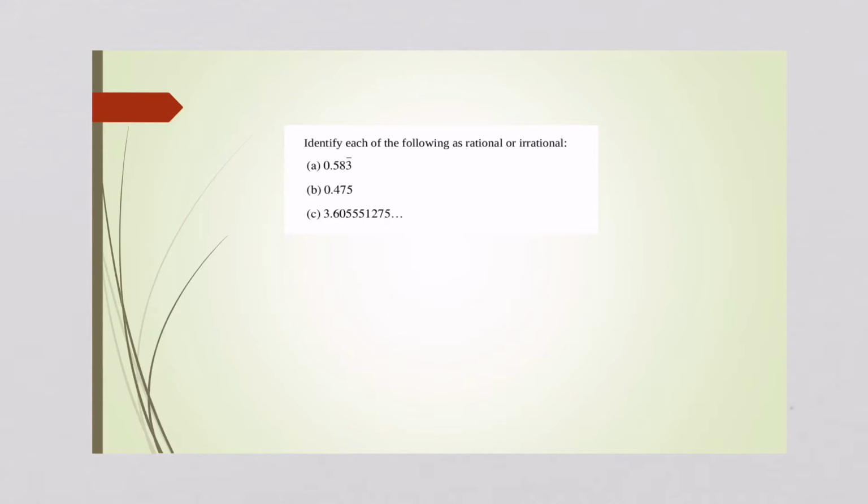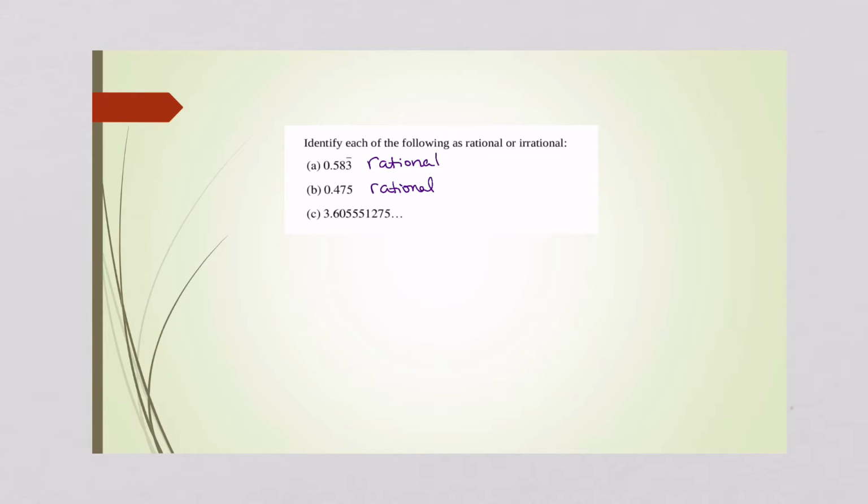Okay, on part A, it says identify each of the following as rational or irrational. Remember, irrational numbers do not have a repeating number or a pattern of any sorts. So in part A, notice how you have a repeating 3. So that means that this is rational. Notice how in part B we don't have any dots after the 5, so that means that this does stop. It does not keep going on forever. So this one is also rational.